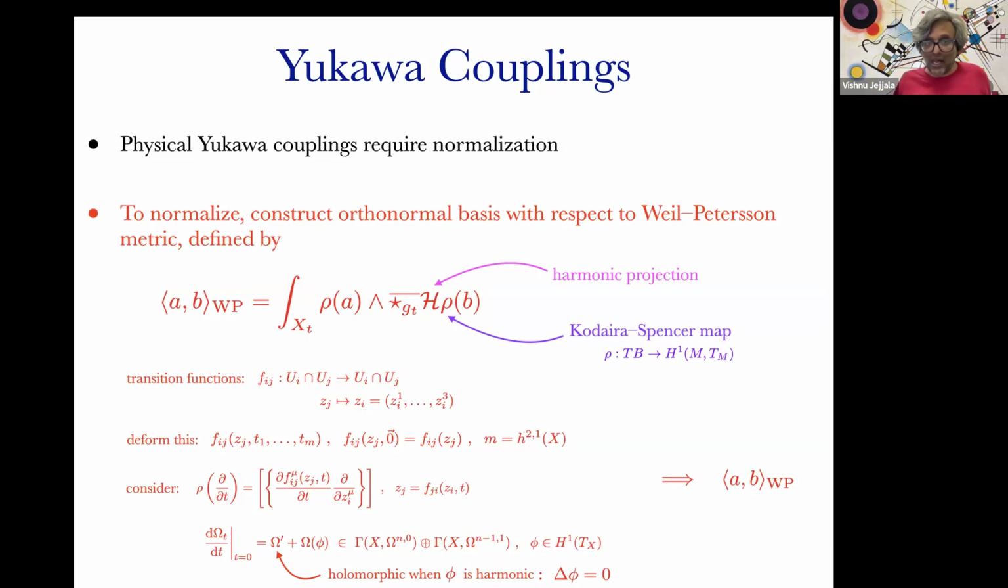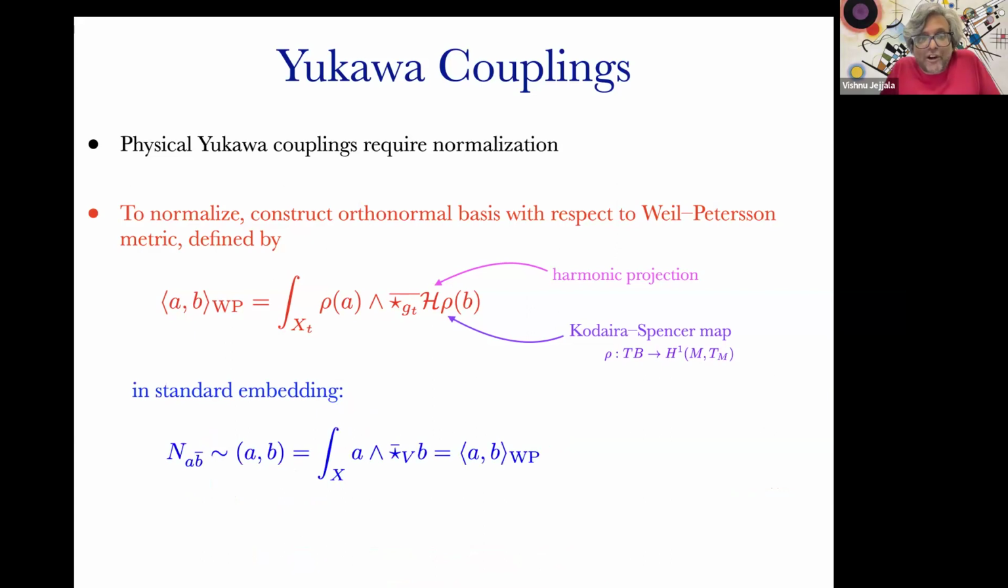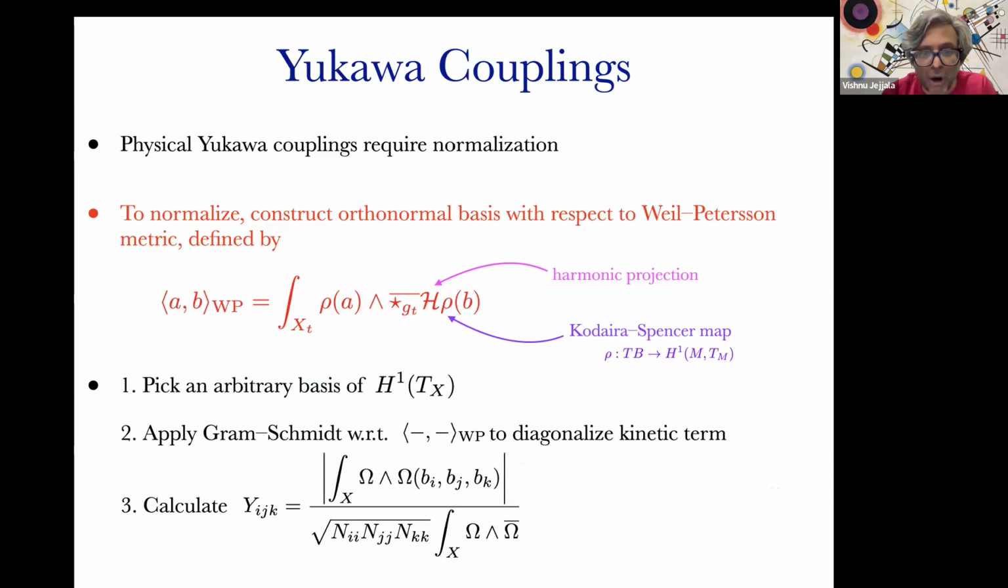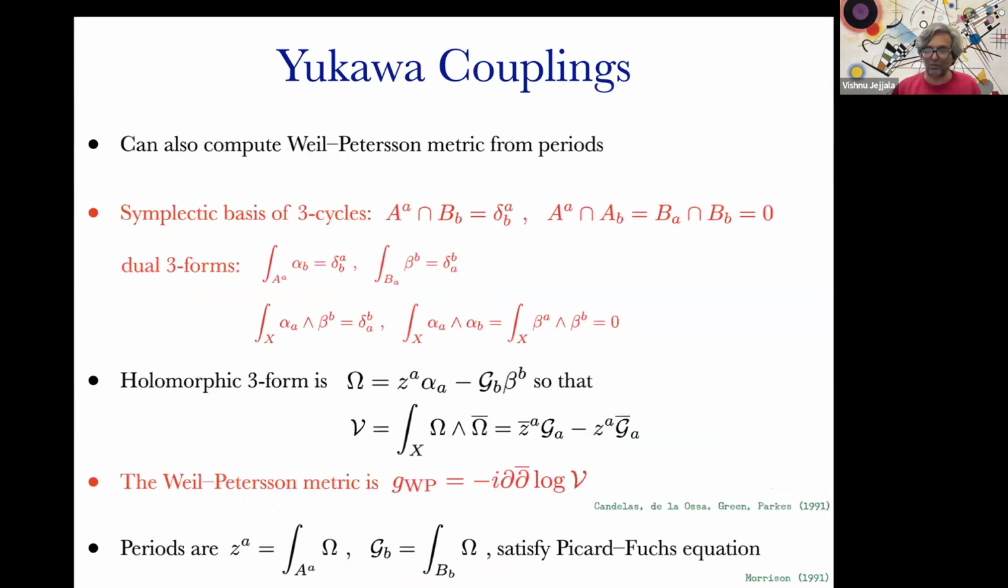And we're able to then use this Weil-Petersson metric in order to compute normalizations, because in standard embedding, the normalizations are related to evaluations using this Weil-Petersson metric. So we essentially pick an arbitrary basis, we apply Gram-Schmidt to diagonalize kinetic terms, and we calculate the Yukawa couplings by normalizing the unnormalized couplings that I discussed a few slides ago. So let me show you how this worked with various Calabi-Yaus.